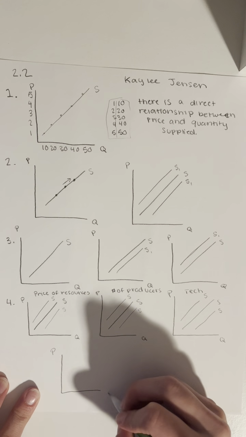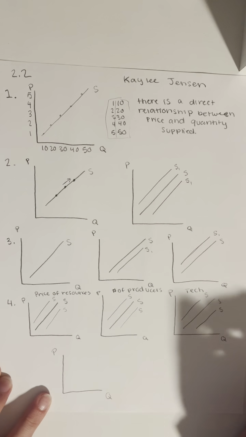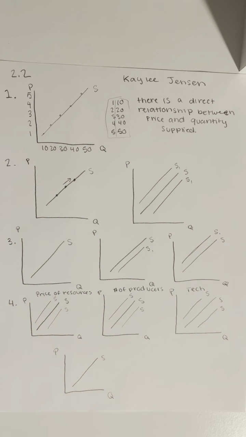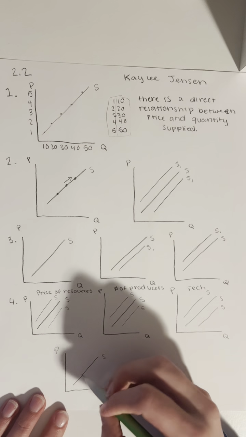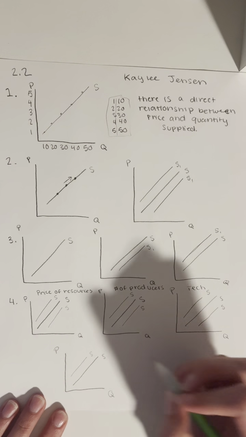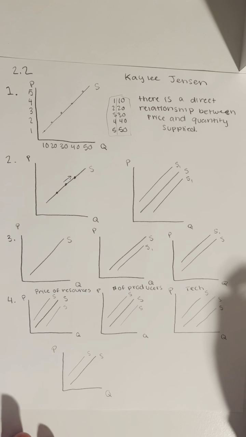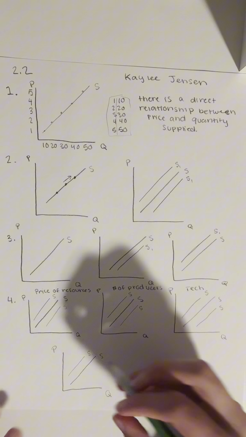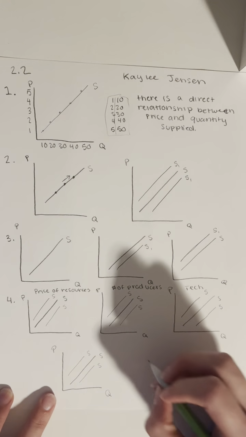For our next one, we have our taxes and subsidies. So for taxes, if the government taxes the company, then it would decrease the supply because they can't make as much or produce as much. But if the government gives money as subsidies, it would increase the supply because it would help them.